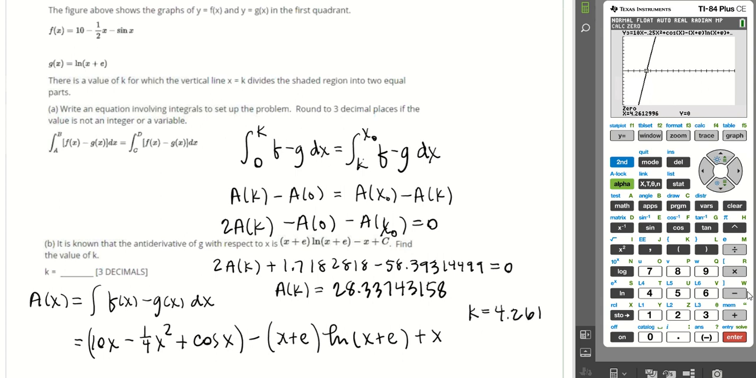And that was a pretty serious problem. That's definitely more serious than any other types of AP calculus problems you're going to see. But you were doing the extra practice, so you wanted to see something a little more challenging. And there you have it.